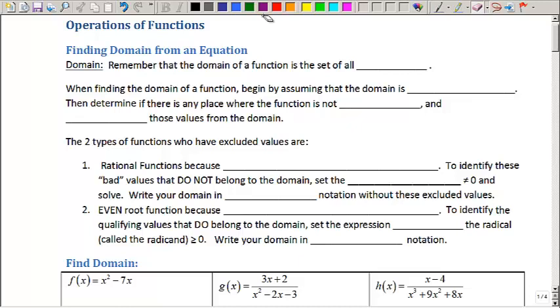Today's lesson is titled Operations of Functions. We'll be finding domains from an equation. We will also be combining functions. And lastly, we'll be taking the composition of two functions.